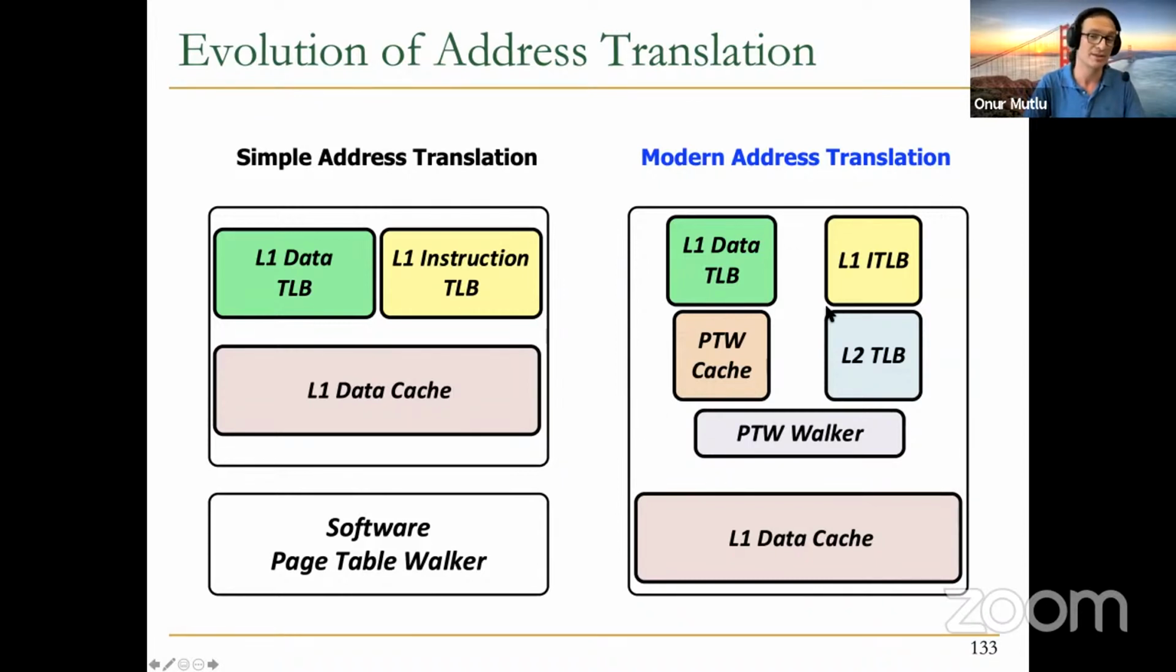You can think of this as the modern MMU. You have L1 and L2 TLBs, an L1 instruction TLB, an L1 data TLB, an L2 TLB, a hardware page table walker, and a page table walk cache to cache the middle levels of the multi-level page table. So there's a lot that goes on. And then there's also clearly the cache.